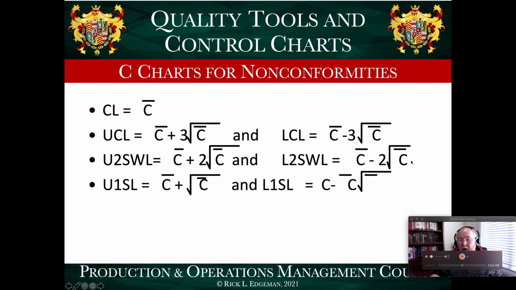Excuse me, I said 2. It's 1, 4, and 9. So anything less than 1 for c, you will not have a lower 1 standard deviation line. Anything less than 4, you will also not have a lower 2 standard deviation warning line. And anything less than 9, you will not even have a lower control limit.